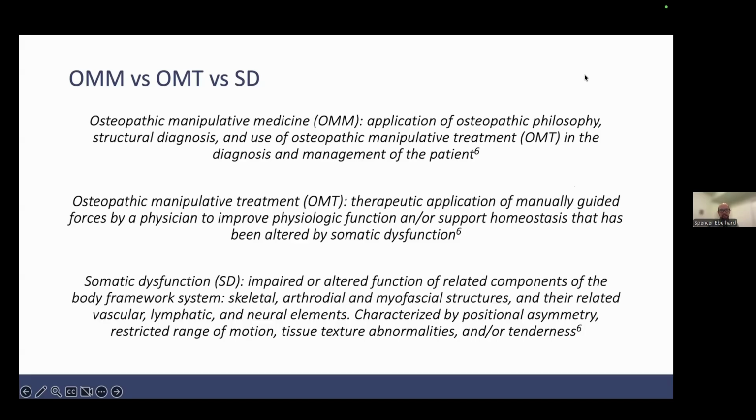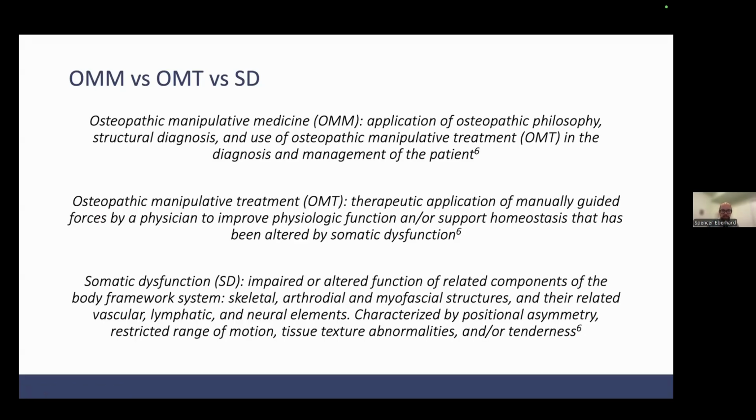Then what is a somatic dysfunction? We'll go into more detail, but the general definition is impaired or altered function of related components of the body framework system: skeletal, arthrodial, and myofascial structures, and the related vascular, lymphatic, and neural elements, characterized by positional asymmetry, restricted range of motion, tissue texture abnormalities, and/or tenderness.